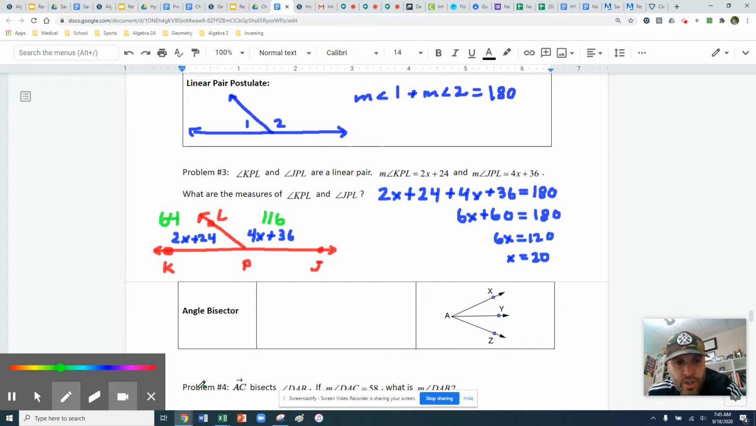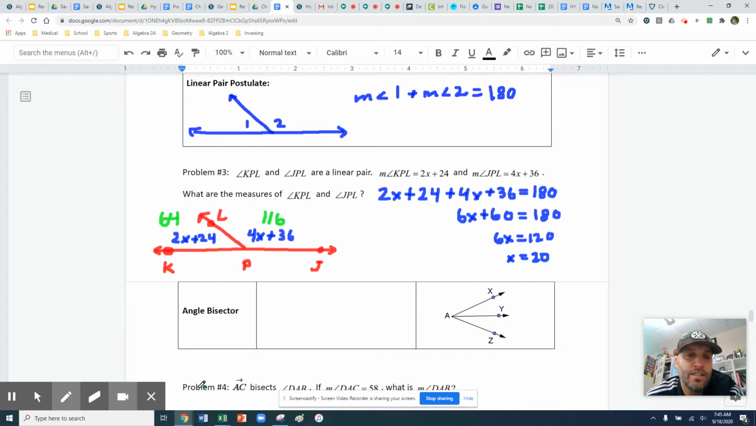Once we know x is 20, we'll take 20 and put it in for x. So 2 times 20 plus 24 gives us 64. 4 times 20 plus 36 gives us 116. And if you notice, 64 and 116 will add back up to 180.